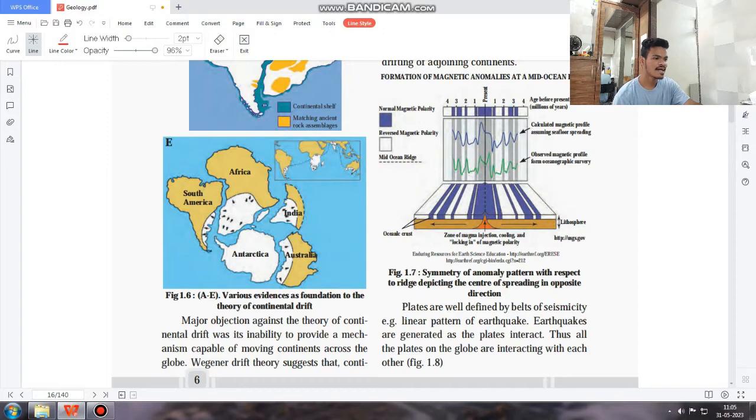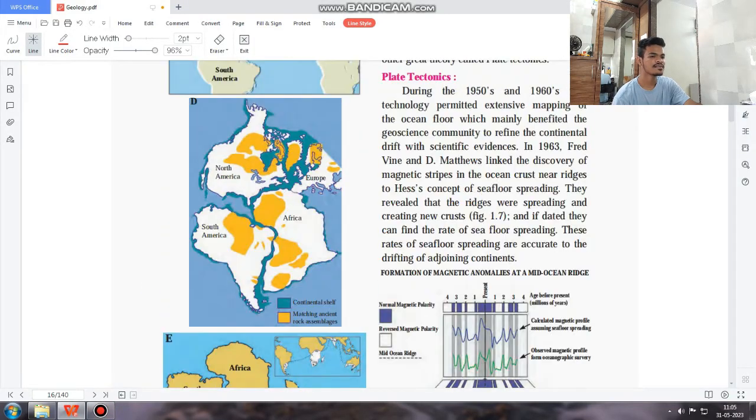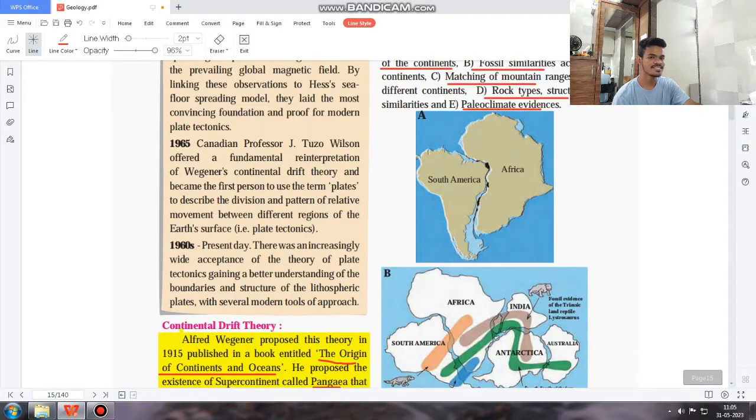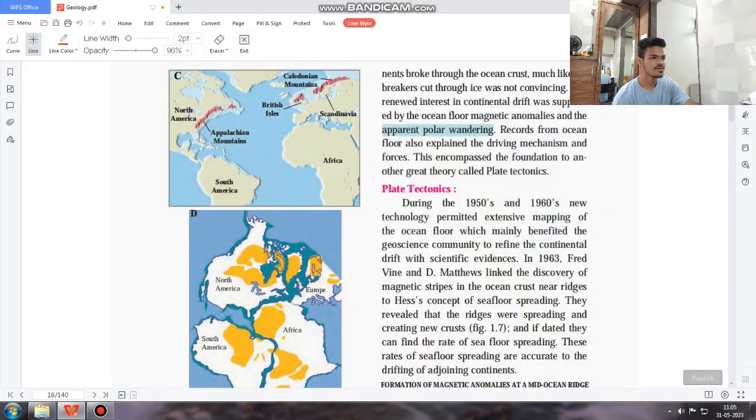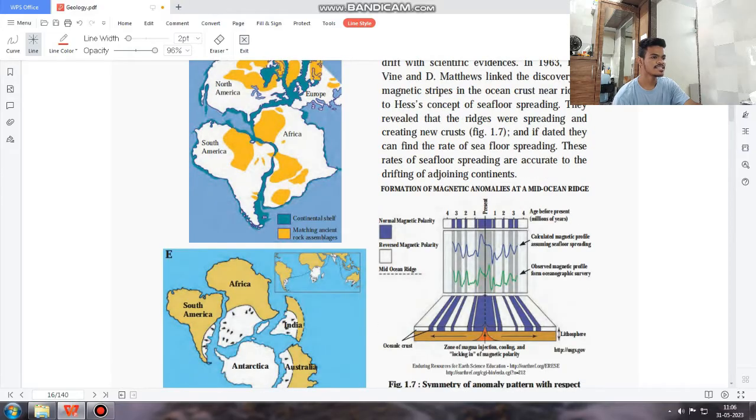And one more, he had paleoclimatic evidences. You can see these parts of the continents had similar climatic conditions. That's why you can say they were joined together and later on they were separated. So that's it for this.